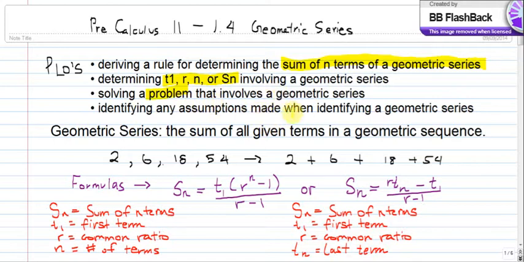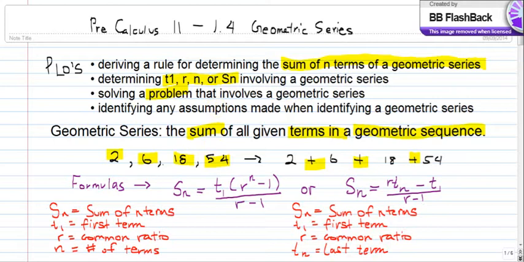First, let's find out what a geometric series is. It's basically the sum of all the terms in a geometric sequence. We did geometric sequence last time. It's where you multiply by the same number each time. As you can see in this sequence, we multiply by 3 each time to get to the next term. The only difference is you put the addition sign and you want to find the sum of all those terms.